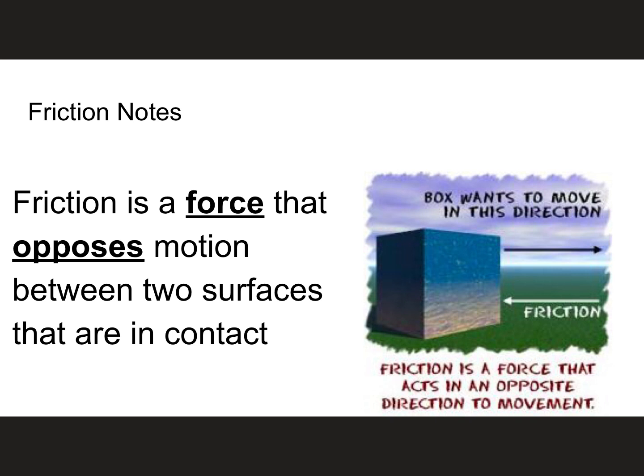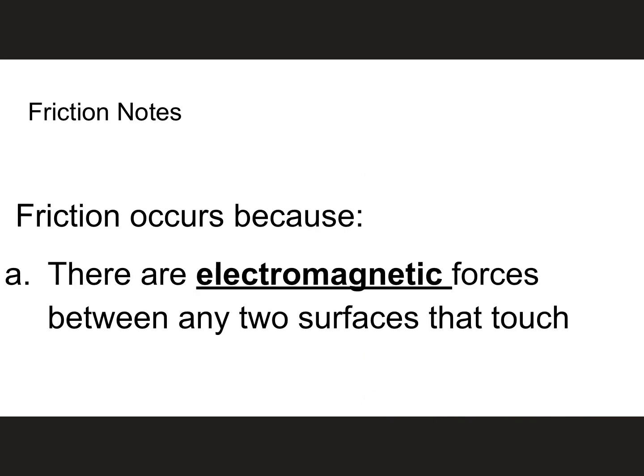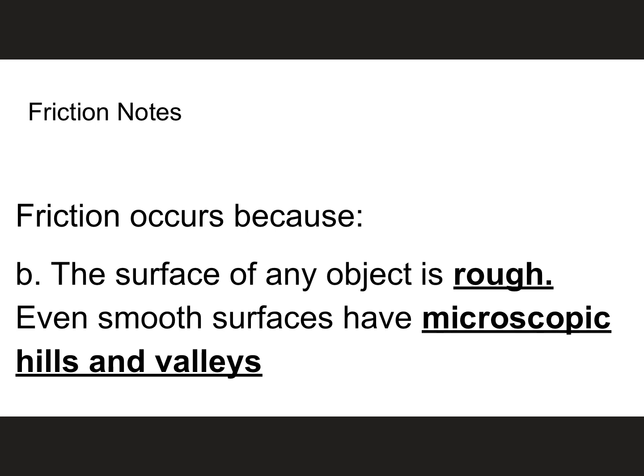So let's look at this example here. In this picture, the box wants to move to the right. It's being pushed to the right. But the force that is opposing that motion is friction. And that friction force acts in the opposite direction of the motion. So friction occurs because there are electromagnetic forces that exist between any two surfaces that touch. So these electromagnetic forces are what cause friction to occur between surfaces.